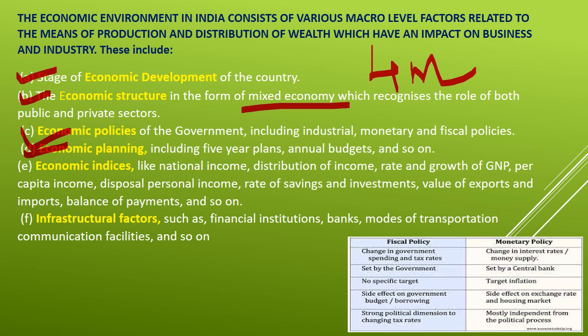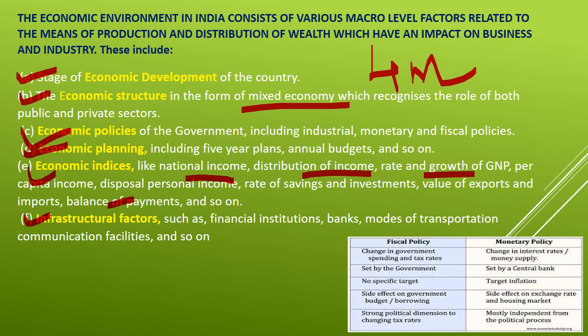Then your economic indices. How is your national income, your distribution, how is your income being spent? Through what are you saving, or what is your balance of payment, okay, that you need to pay to other countries. All these are the gates which were opened after the 1991 economic reform. Okay, then your infrastructure. What is your infrastructure? The financial growth, or your banks or your modes of transport. Infrastructure refers to not only your business. Apart from your business, what are the other factors which are helping the business or which are affecting the business? That's what infrastructure refers to.